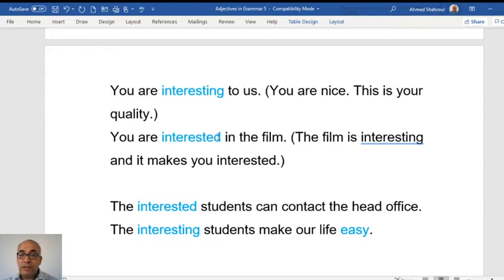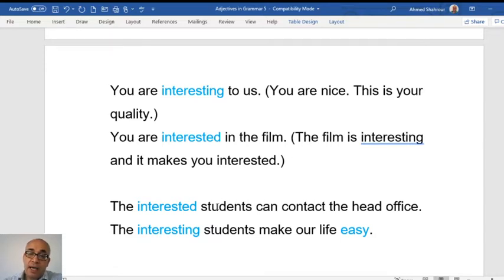You are interested in the film. This means the film is interesting and it makes you interested. So the film is interesting to you, and interesting is present participle, and you are interested in the film. Interested is past participle.